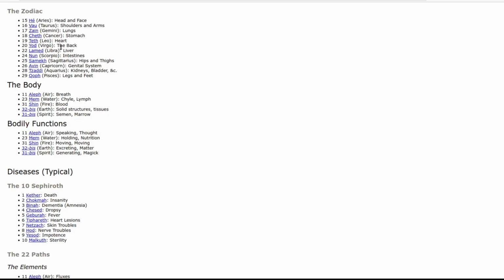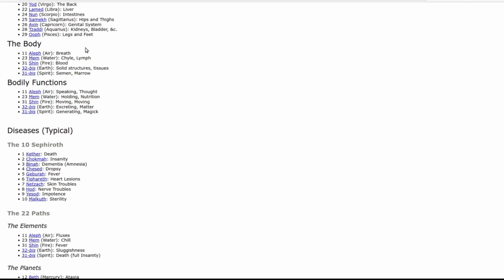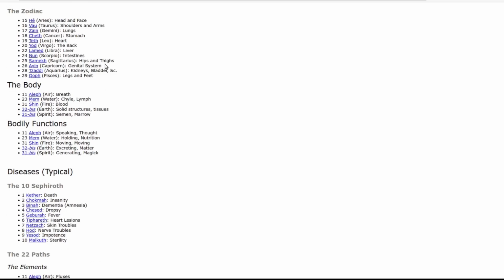Again, that's debatable whether it's Libra or Scorpio. It says here Scorpio, the intestines. Again, debatably, I would put it more as the genitals and the prostate, the womb, so the internal reproductive areas. Sometimes even the bladder as well. Sagittarius, hips and thighs, I would agree with that as well. Capricorn says the genital system, that's interesting. Usually it's the knees, they put as the knees and the bones.